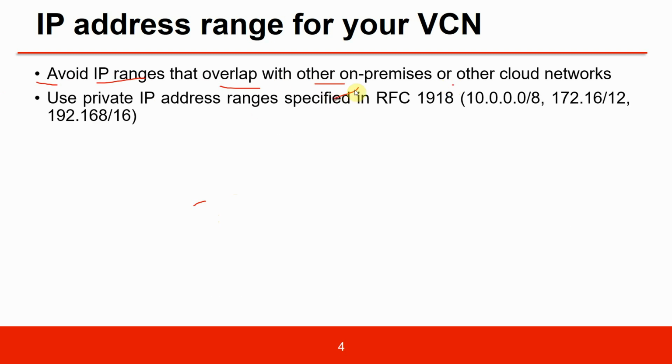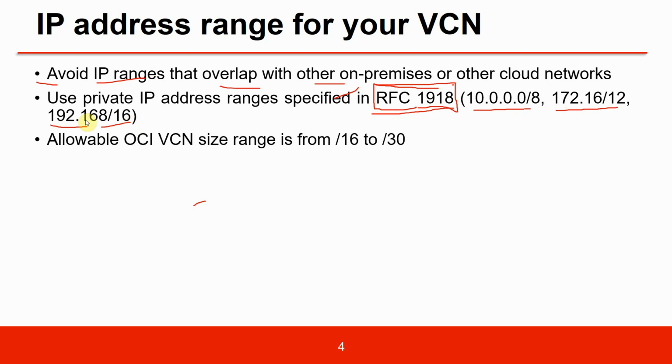Use private IP addresses which are specified in RFC 1918. RFC 1918 refers to the private IP addresses for local infrastructure or local companies, which cannot be public IPs, which are given in this range: 10.0.0.0/8, 172.16.0.0/12, then 192.168.0.0/16. These are the IP ranges. Allowable VCN size ranges from /16 to /30.